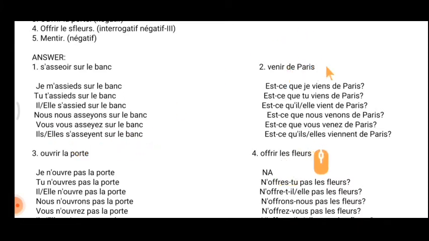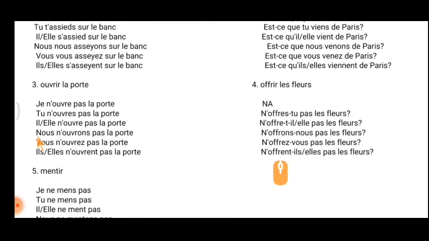Venir de Paris. Est-ce que je viens de Paris? Est-ce que tu viens de Paris? Est-ce qu'il, elle vient de Paris? Est-ce que nous venons de Paris? Est-ce que vous venez de Paris? Est-ce qu'ils, elles viennent de Paris?